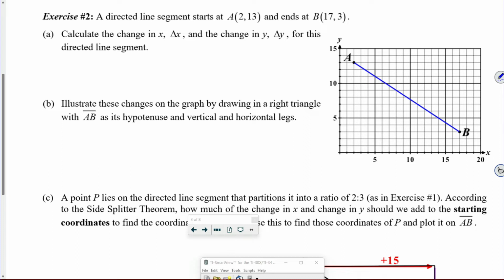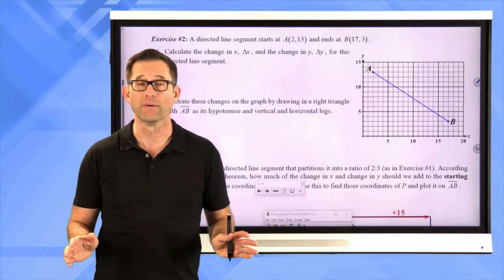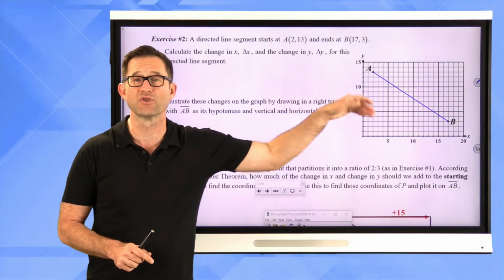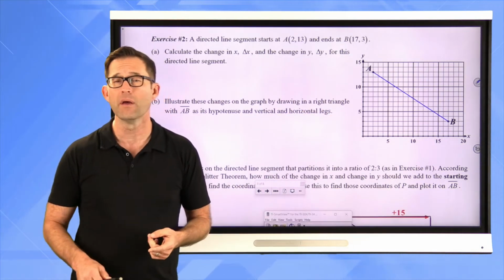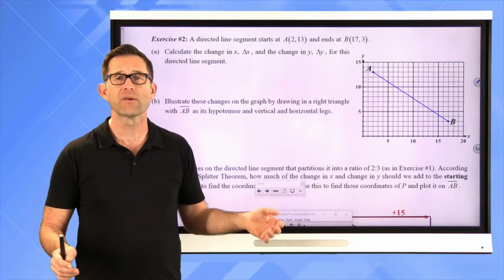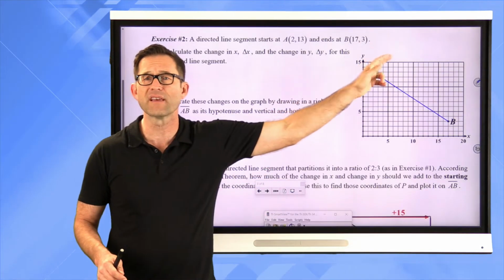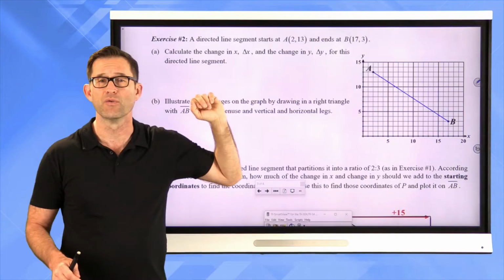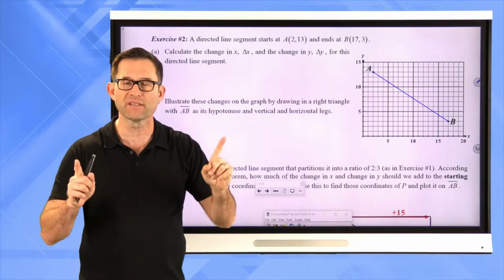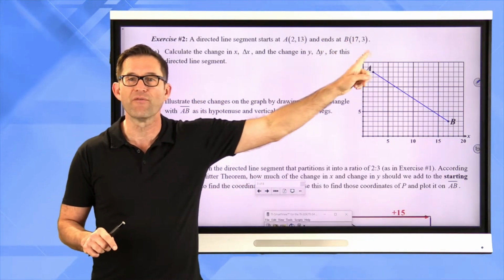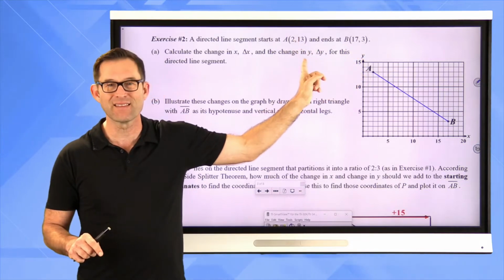A directed line segment starts at A (2, 13) and ends at B (17, 3). Letter A: calculate the change in x, delta x, and the change in y, delta y, for this directed line segment. Now, this is very important. We've done a lot of changes in x and changes in y, for the slope formula and the distance formula, and generally speaking it doesn't matter whether I do 2 minus 17 or 17 minus 2 for delta x. But in this case, we always have to do the final coordinates minus the initial coordinates.